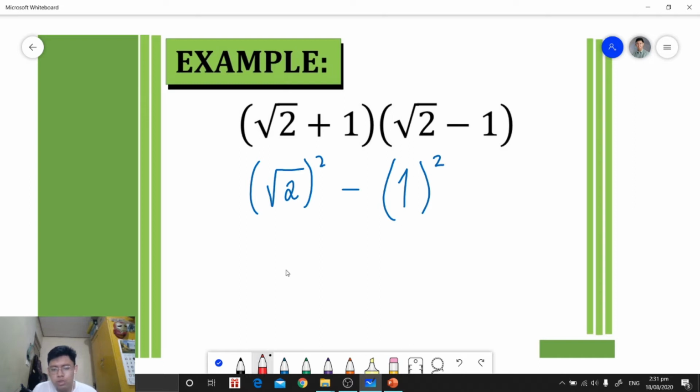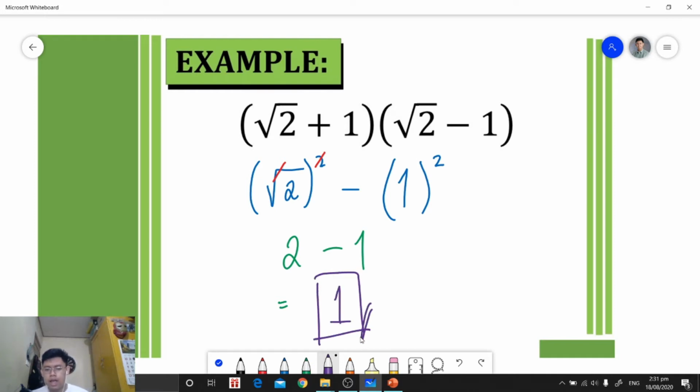Now, when we square the square root of 2, or when we square a square root, we are just going to cancel our radical and square. So again, when you square a square root, you're just simply going to cancel the square root symbol and the square symbol. So we will have 2 minus the square of 1 is 1. Let's simplify this. 2 minus 1, our answer is 1. That will be our final answer.